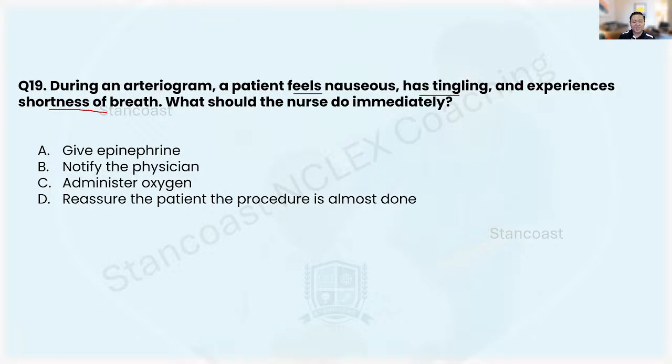So our correct answer here, what is the correct answer? We're going to have to notify the medical provider. The medical provider needs to be notified right away. These are signs of allergic reaction. Okay, tingling, and also shortness of breath, nausea. So these are your allergic reaction signs. It could be the start of anaphylaxis.